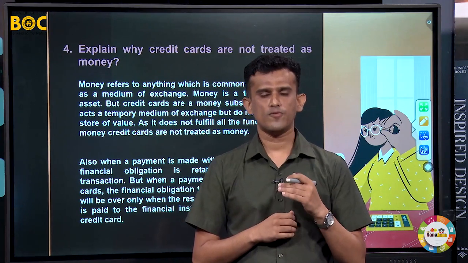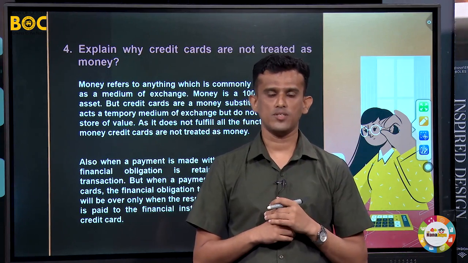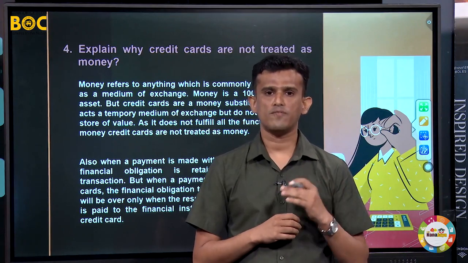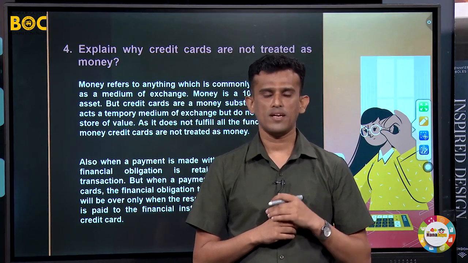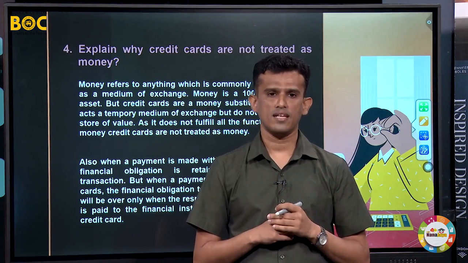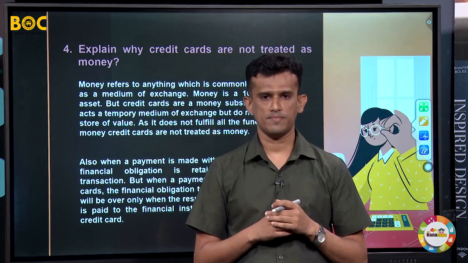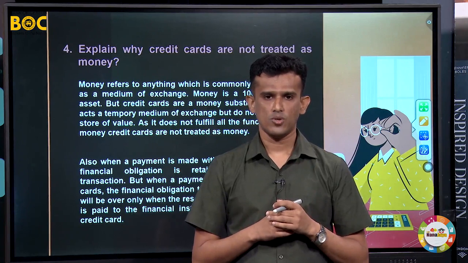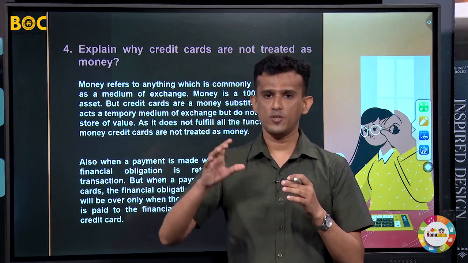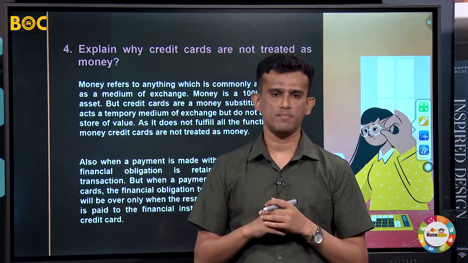So money fulfills four major functions. Money acts as a medium of exchange. Money acts as a measure of value. Money acts as a store of wealth. And money acts as a standard of deferred payments. So for something to be treated as money, we should be able to identify all these functions in relation to that respective medium.